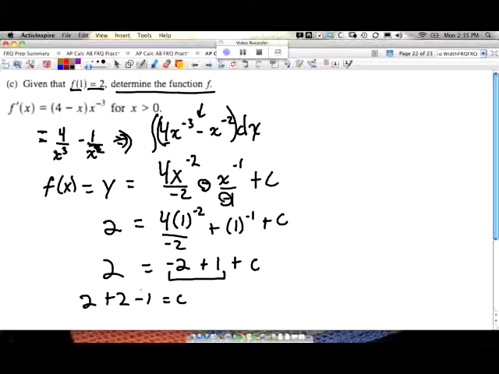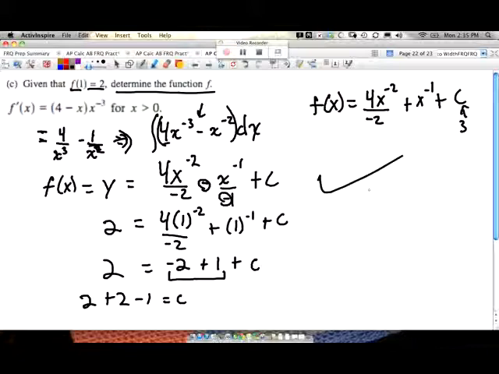So f of x equals 4x to the negative 2 over negative 2 plus x to the negative 1 plus c. And I'm not even going to bother simplifying that, even though it's pretty easy. It's just 3 for c. Done!